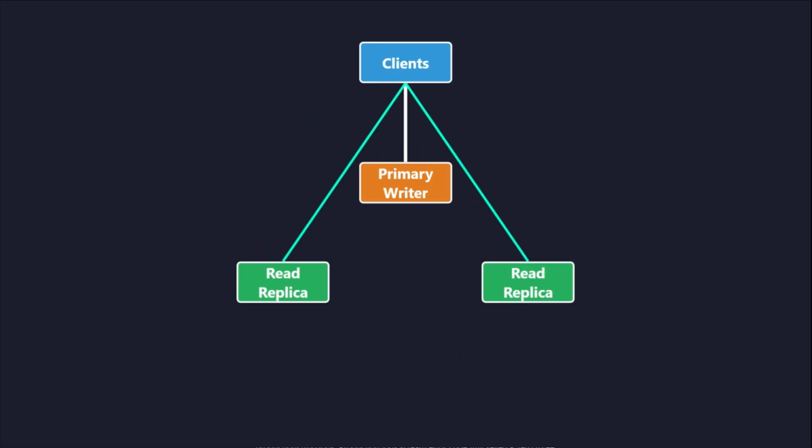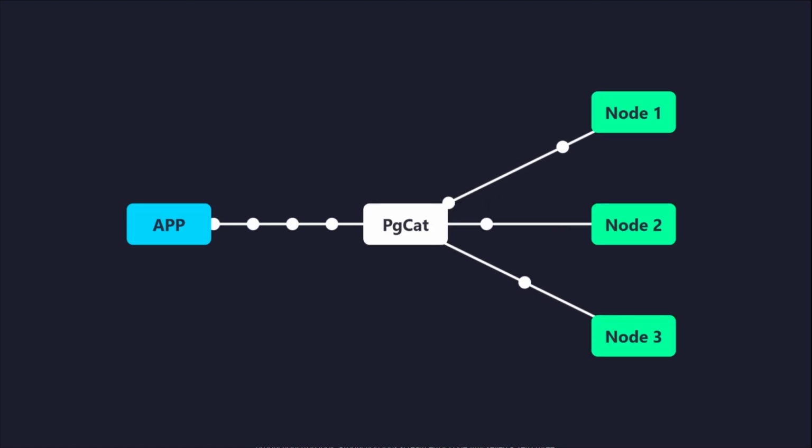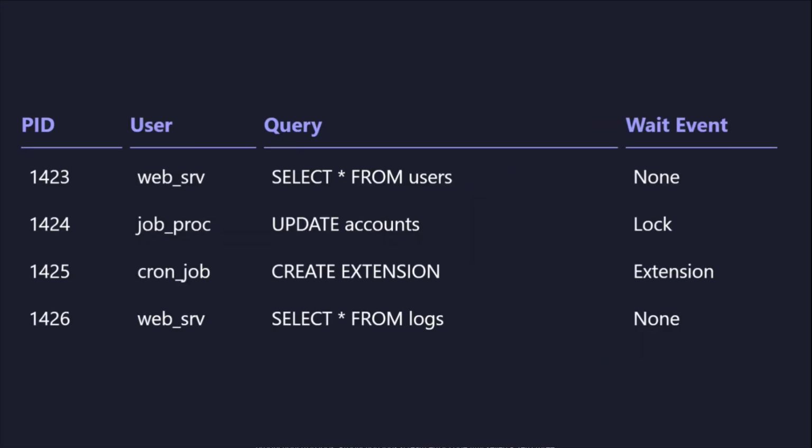Offload read-only traffic to secondary replicas. This reduces the connection burden on the primary writer and allows for much higher aggregate connection limits. Implement advanced poolers like PgCat for sharding and load balancing support. These tools offer better health checking and failover management than older solutions.